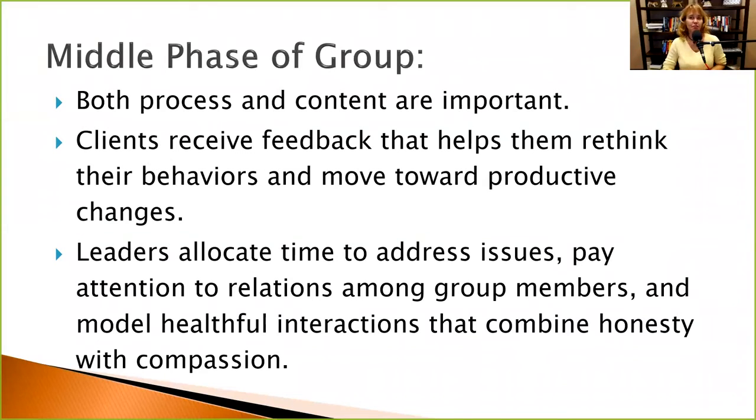During the middle phase of group, both process and content are important. So not only what you say, but how you say it, not only what you do, but how you do it, we're going to focus on in terms of using skills and interacting with other people and developing all those ancillary things that we want to see develop in group work, not just the skill being taught or the issue being discussed.